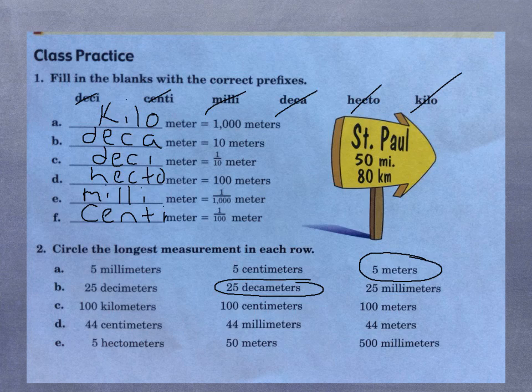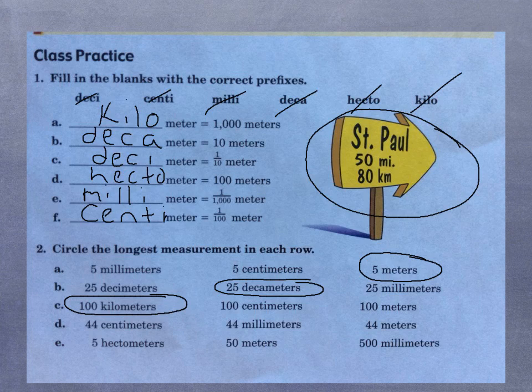C, 100 kilometers, 100 centimeters, 100 meters. It's going to be 100 kilometers. And the kilometers are the biggest measurement that we're working with here. Just like they have this sign to travel to the city of St. Paul. If you're driving on the road, roads are going to use either miles or, if they're using the metric system, kilometers. Okay, D, 44 centimeters, 44 millimeters, or 44 meters. The biggest one here would be 44 meters.